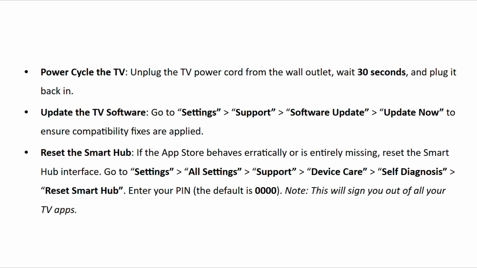To do this, go to Settings, then go to All Settings, click on Support, then go to Device Care, tap on Self Diagnosis, and then click on Reset Smart Hub. Now enter your PIN, the default is 0000. Note, this will sign you out of all your TV apps.